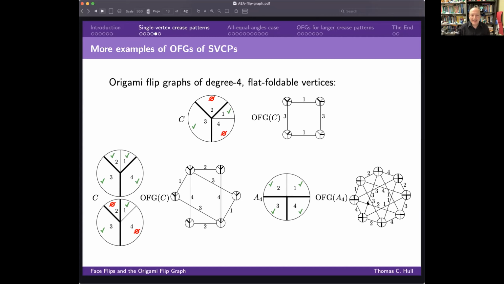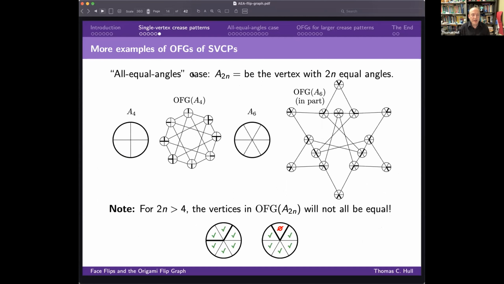So that makes you think that there might be some nice, pretty graphs that we could get from these origami flip graphs, especially in this case where all the angles are equal. That has the most symmetry of this. But unfortunately, if we go to a degree 6 vertex, things get more difficult. Because these cases are interesting, I let A sub 2n be the vertex with 2n equal angles. That's the all equal angles case. That's why I use the letter A for A sub 2n.